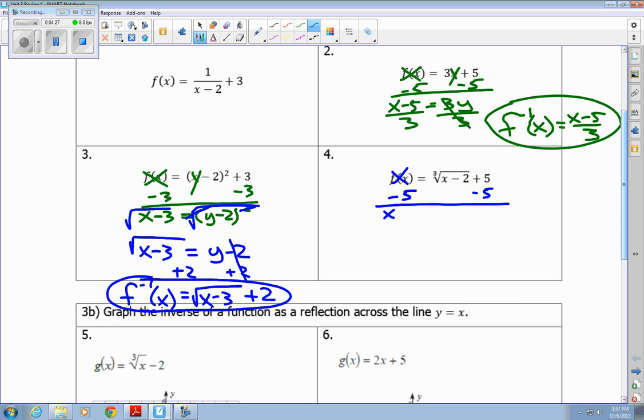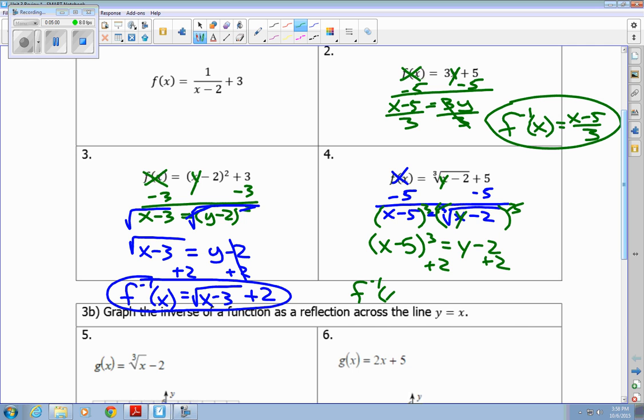X minus 5 equals cube root of x minus 2. Opposite of the cube root, cube. So I have x minus 5 cubed equals, switch to y, y minus 2, because the cube and cube root cancel. Now let's add 2. So add 2 to this side. So again, y was on the right side of the equal sign, let's move it to the left. So it's inverse of f of x equals the quantity of x minus 5 cubed plus 2.